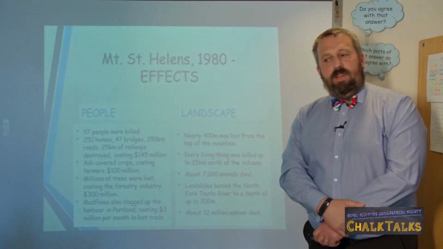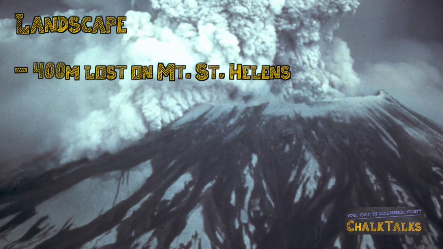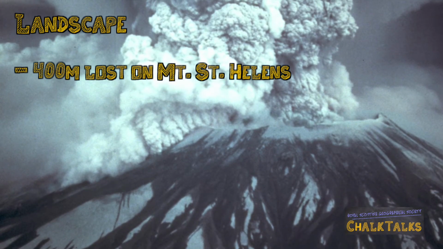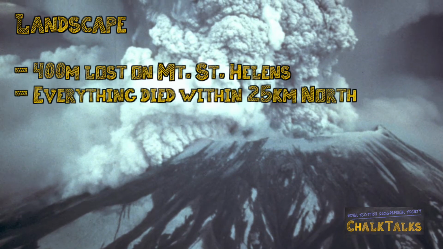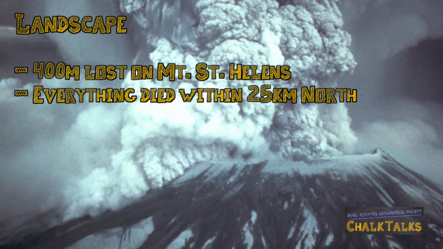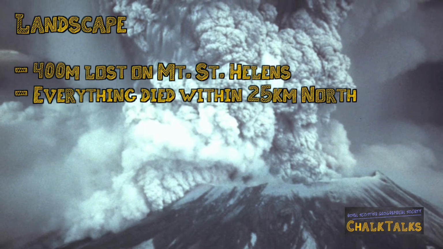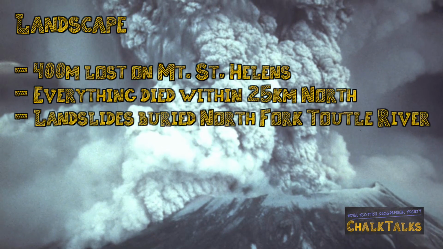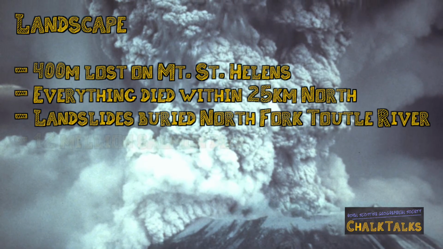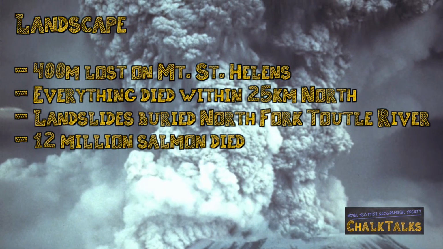In terms of the effects on the natural landscape, again, the most obvious impact was the fact that 400 metres was lost from the top of Mount St. Helens, having been destroyed in the eruption. Every living thing around the volcano was killed for 25 kilometres north of the mountain itself, including 7,000 animals like elk and bears. Landslides also buried the North Fork of the Toutle River to a depth of up to 200 metres, and in this river, as a result of that, about 12 million salmon were killed.